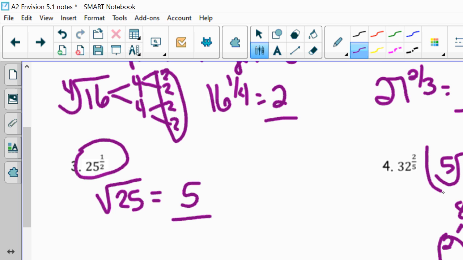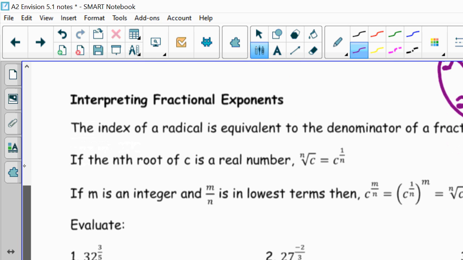Now we're going to look at interpreting fractional exponents. The index of a radical is equivalent to the denominator of a fractional exponent. We just looked at that. If the nth root of c is a real number, so the nth root of c is equal to c to the 1/n power. If m is an integer and m divided by n is in lowest terms, then c to the m/n power is equal to c to the 1/n, all of that to the m power, or the nth root of c to the m, or c to the m raised to the 1/n.